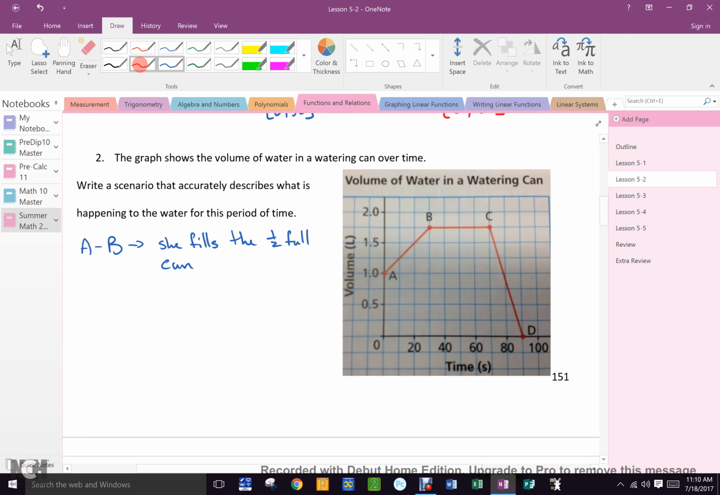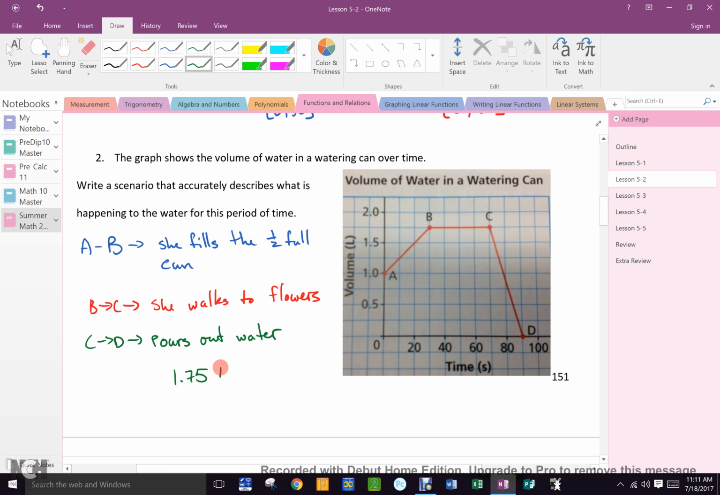What happens from B to C? Nothing happens to the volume, but what's happening in real life, Brooklyn? Or what could be happening? She walks to the flowers because the water level isn't changing. What happens from C to D? Pours out the water. How fast?